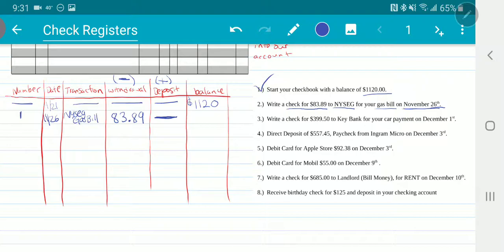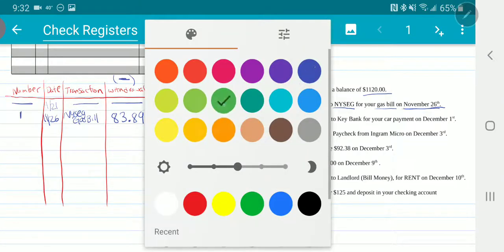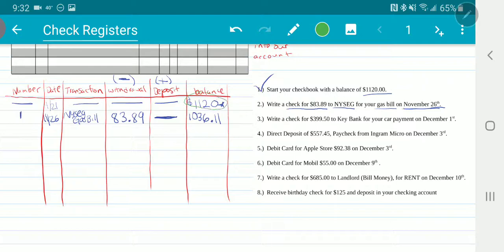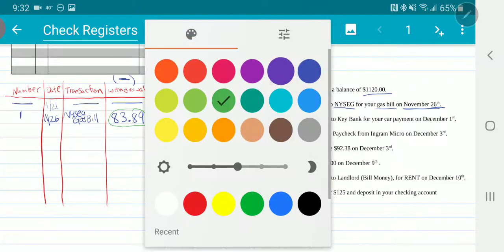I have my starting balance. I'm looking over here at my starting balance. Okay, so I'm going to start with that $1,120 and subtract my $83.89. So my new balance is going to be $1,036.11, and that came from taking my starting balance and subtracting that withdrawal. So that new balance is what I'm going to be rolling into my next line with.